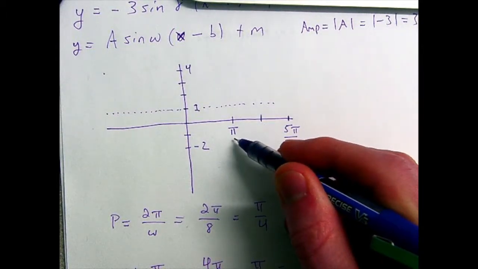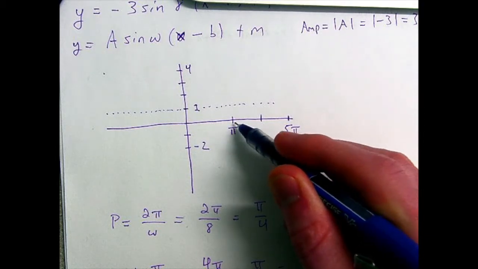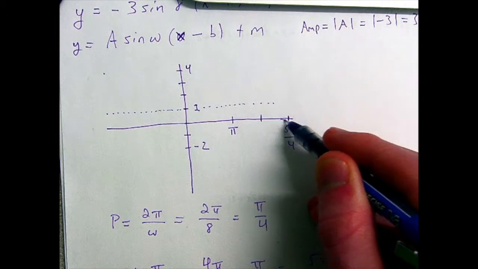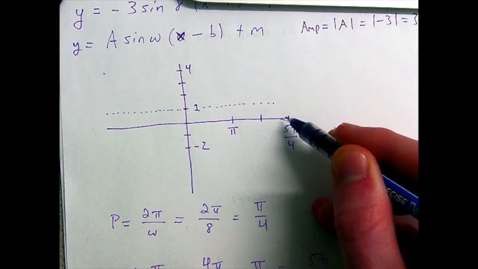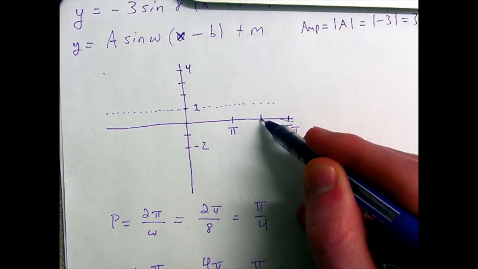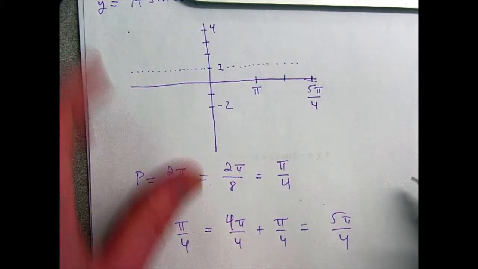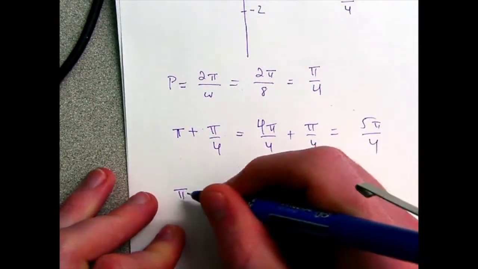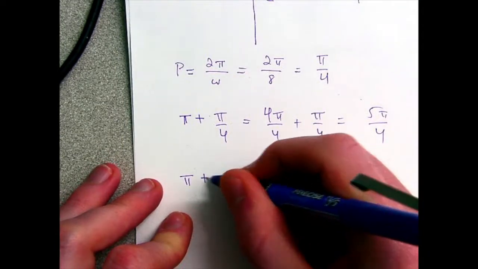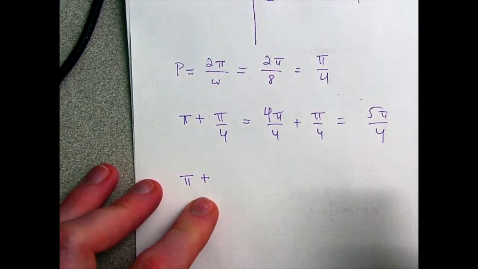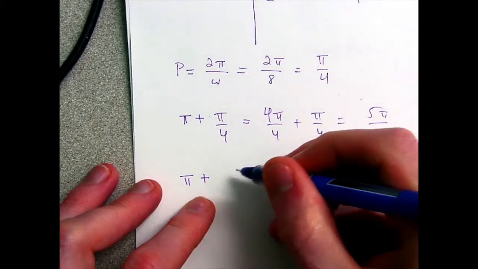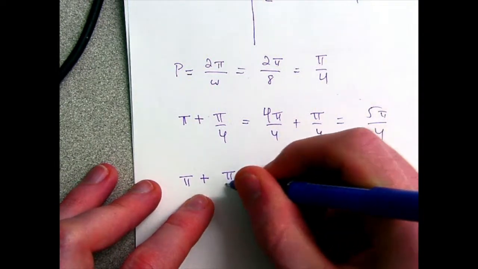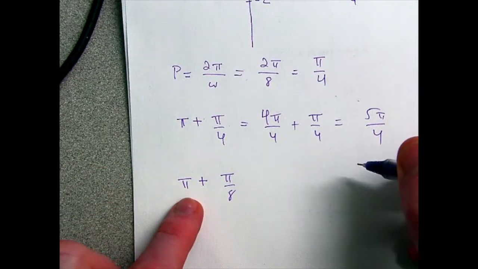Well, all you have to do is take pi and then add half of a period, right? I mean, this whole distance here is 1 period, so if I add half a period, that will land me at the halfway point. So I think that's what I'll do. I'm going to take pi, and I'm going to add 1/2 the period. We saw that the period was pi over 4, so half of pi over 4 is pi over 8. Okay, so that's pi plus half the period.